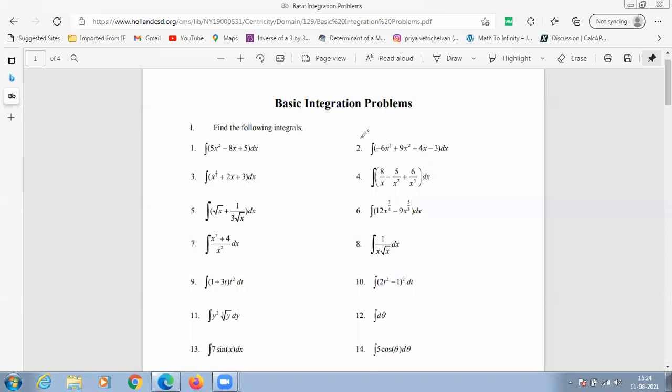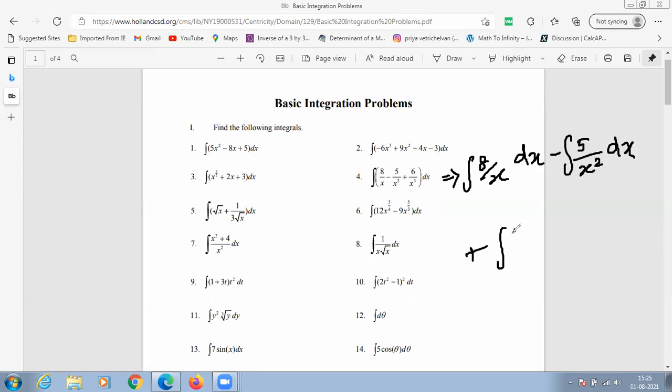For question number 4, you have 8 by x minus 5 by x square plus 6 by x cube. All the variables are in the form of fractions, right? So it is 8 by x. Let me rewrite this by applying the distributive property: 8 by x dx minus 5 by x square dx plus 6 by x cube dx. Let me solve one by one.